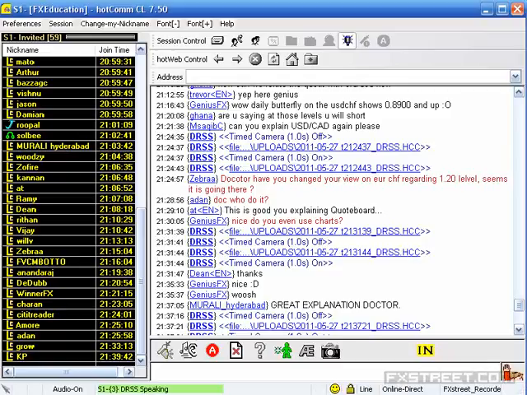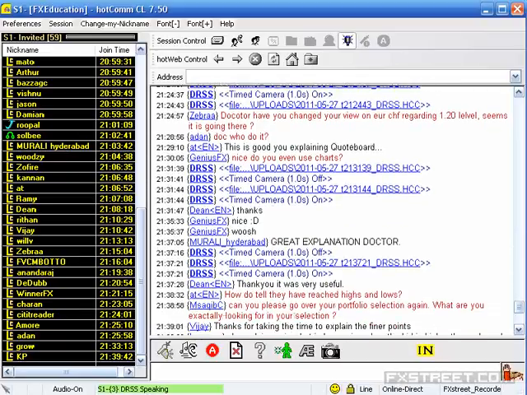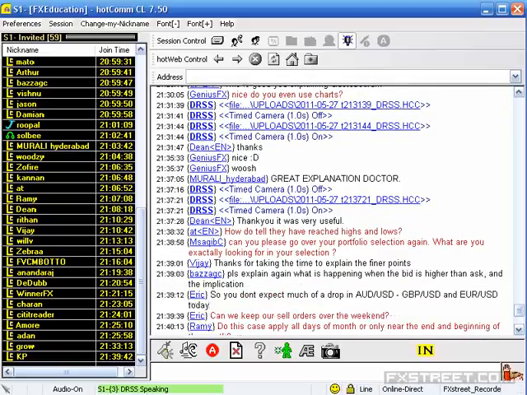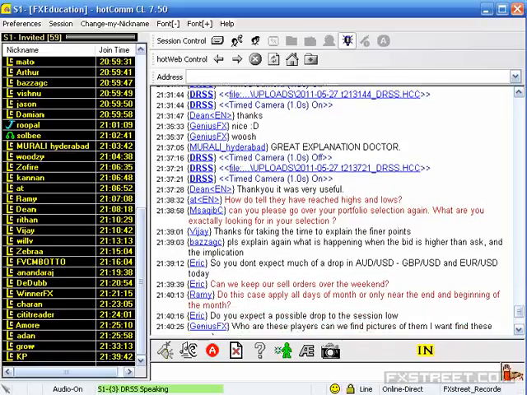Then Zebra asks, have you changed your view on the Euro CHF regarding the 1.20 level? It seems to be going there. Now Euro CHF, see, if they want they can show it. There is no hard and fast rule that they should not go there. No, and I said that it is most unlikely.